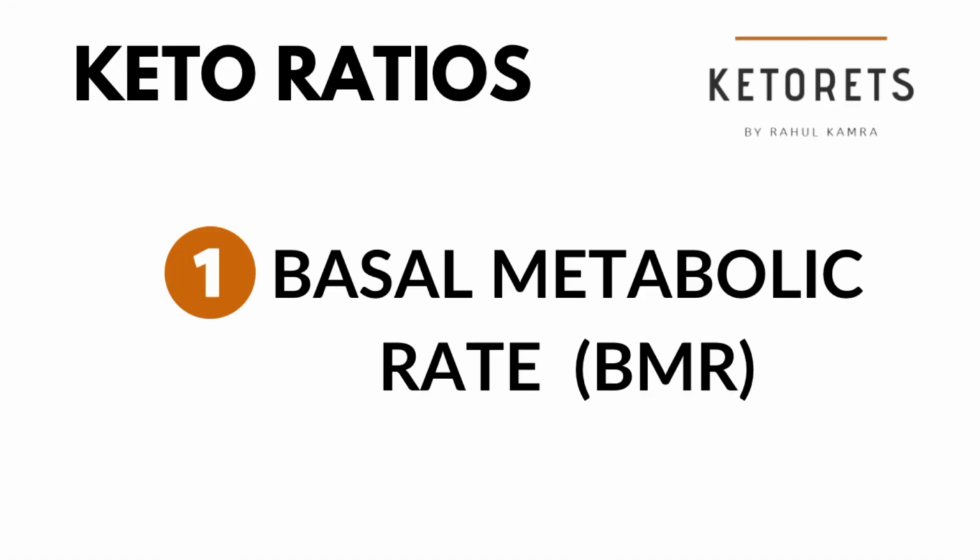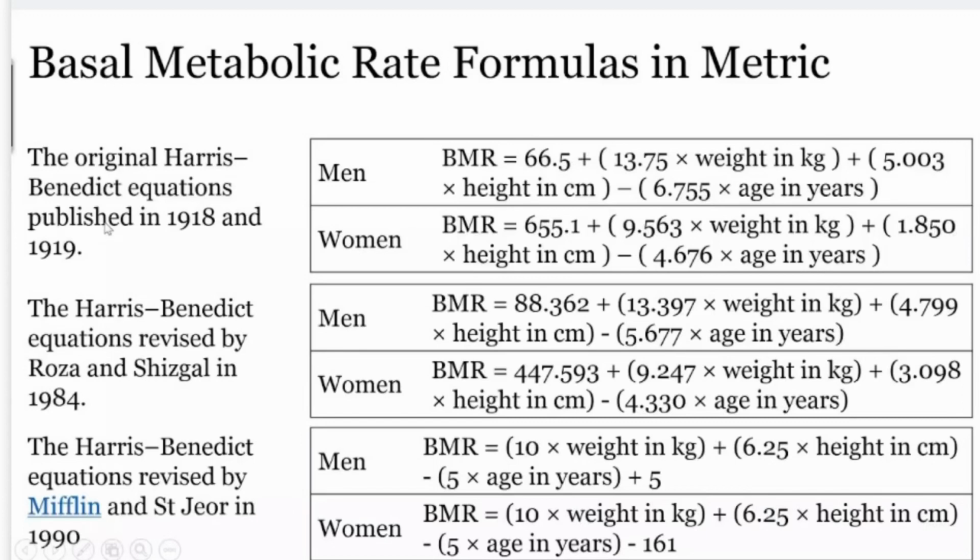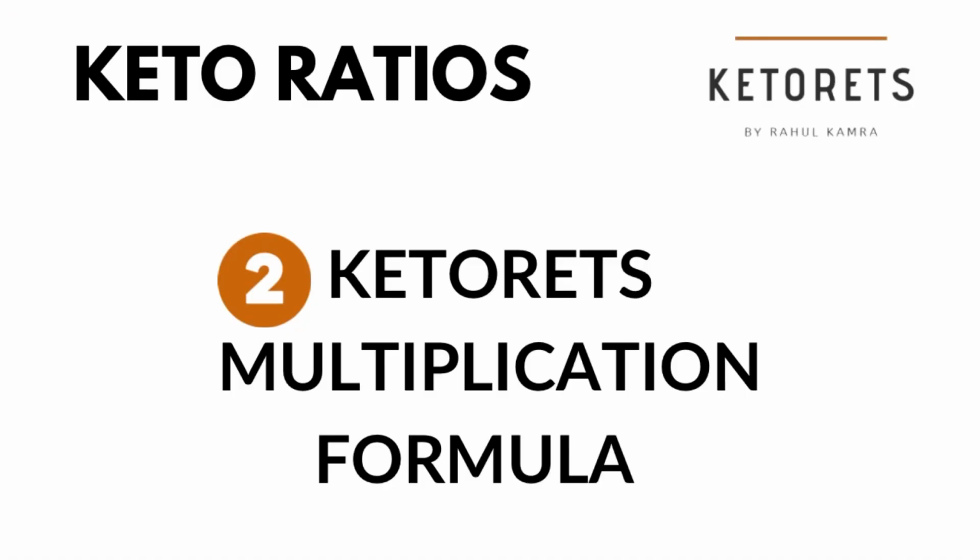The first approach of calculating your keto ratios is calculating your BMR, which is a typical approach which everybody does. This was discovered by Harris Benedict in 1919, which is pretty much 100 years old. And this is not something which is new to everybody. The second way is my simple way of calculation, which is just taking your weight and multiplying it with a number, coming to fats and proteins. So we'll understand the first way, which is a difficult manner.